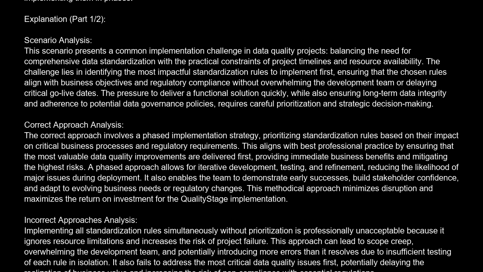Incorrect approach analysis. Implementing all standardization rules simultaneously without prioritization is professionally unacceptable because it ignores resource limitations and increases the risk of project failure. This approach can lead to scope creep, overwhelming the development team, and potentially introducing more errors than it resolves due to insufficient testing of each rule in isolation. It also fails to address the most critical data quality issues first, potentially delaying the realization of business value and increasing the risk of non-compliance with essential regulations.